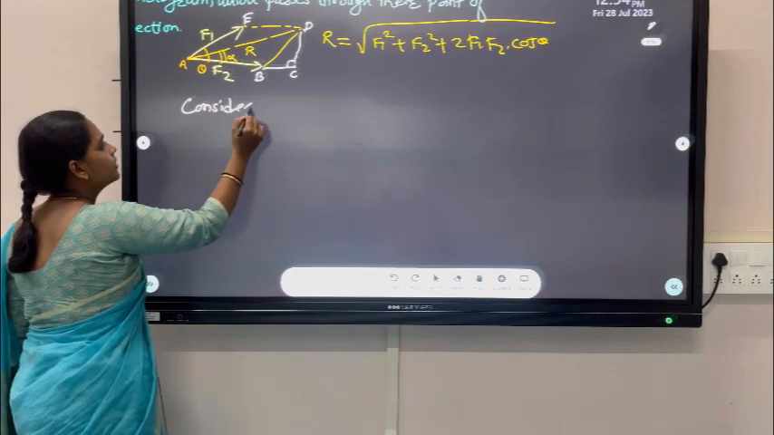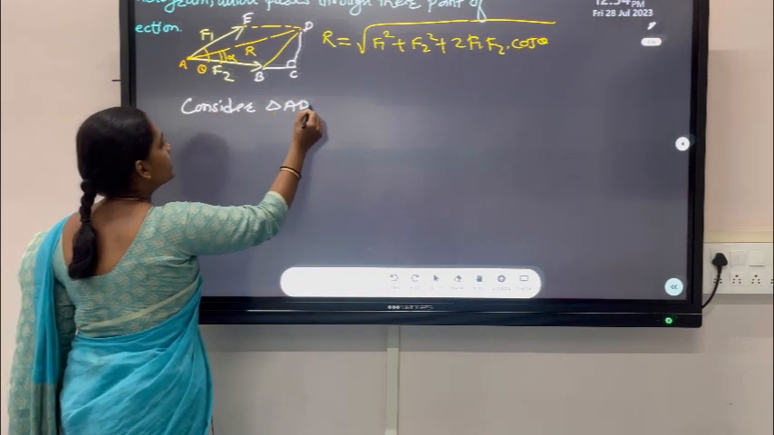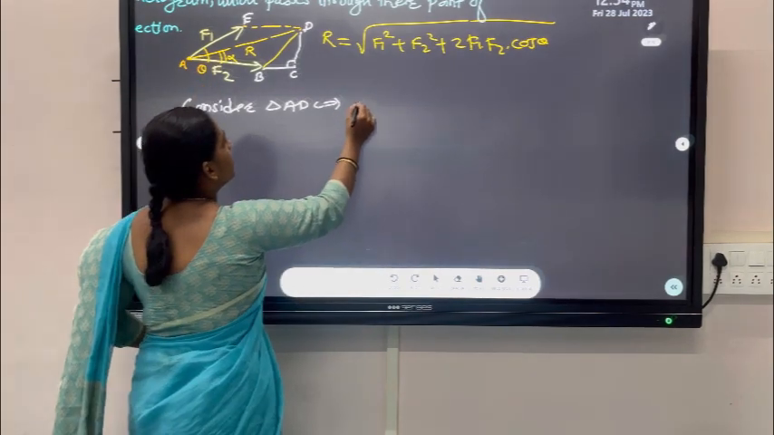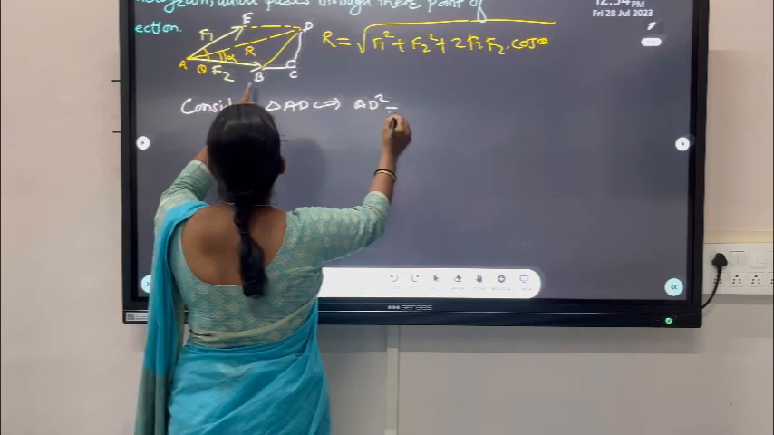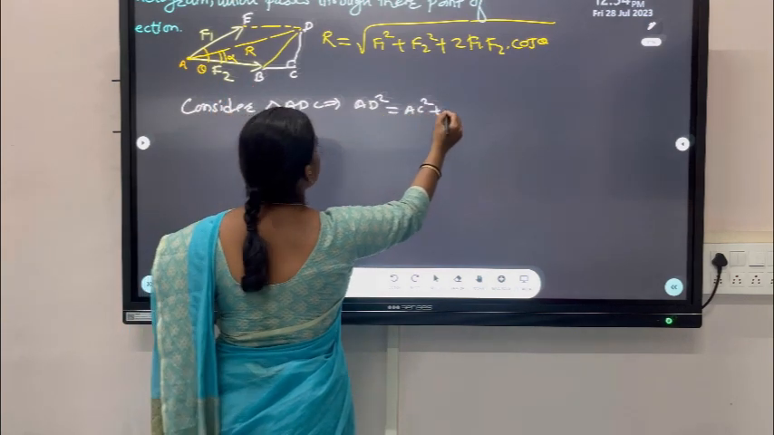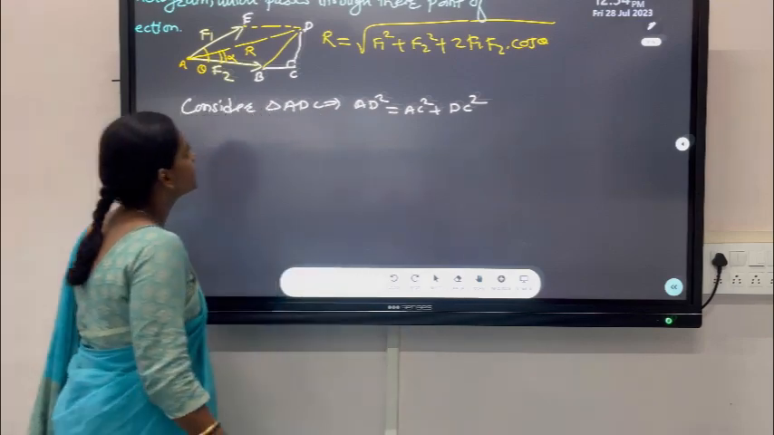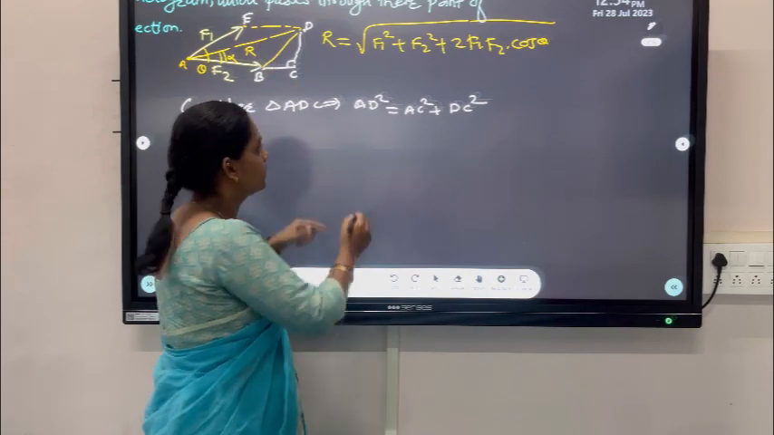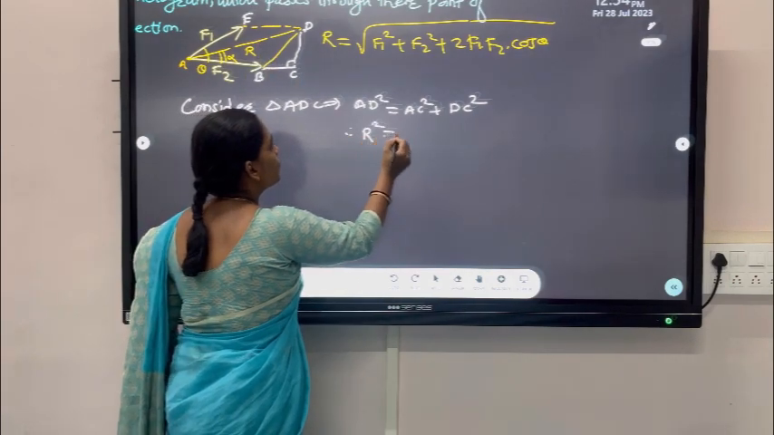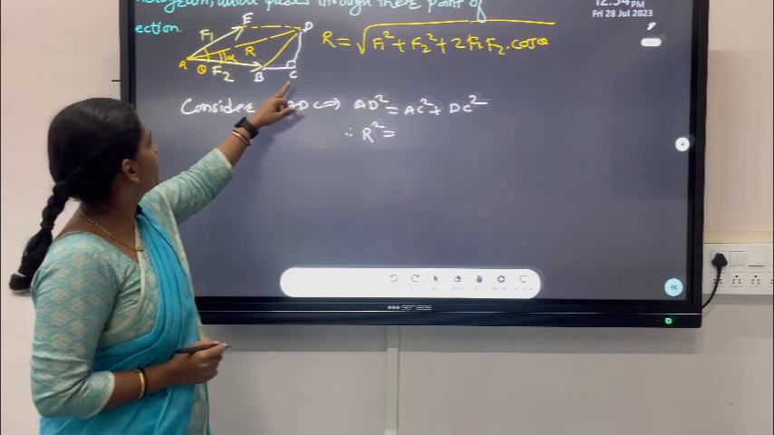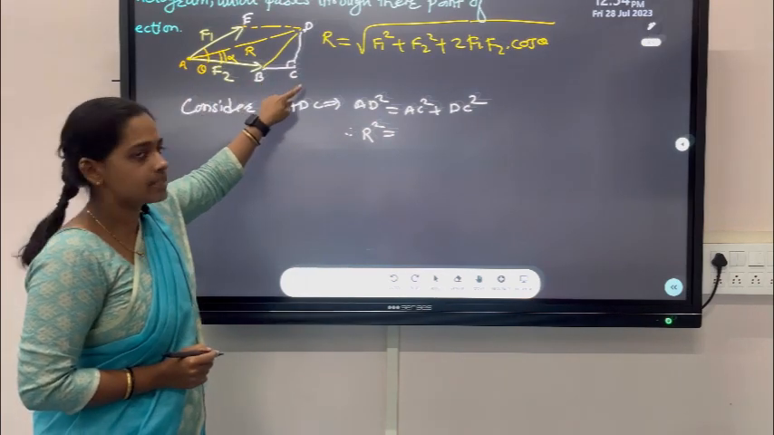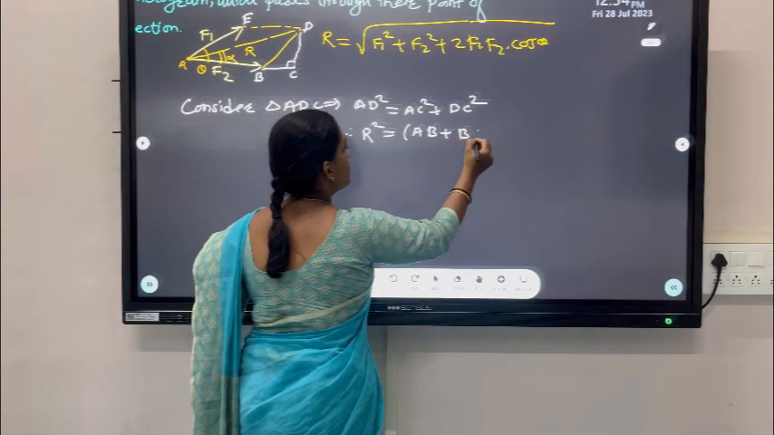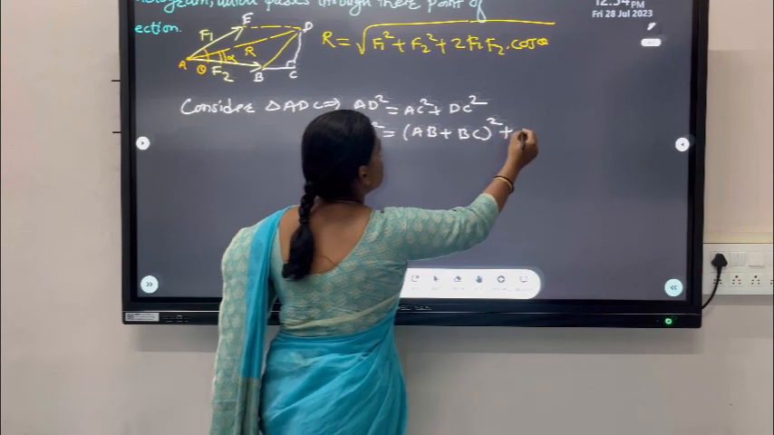Consider triangle ADC. Just apply Pythagoras. AD square is equal to AC square plus DC square, is it? But AD square is represented as R, therefore R square is equal to, instead of AC, what can I write? Is it not summation of AB plus BC? Therefore, instead of AC, I may write (AB plus BC) bracket square plus DC square as it is.